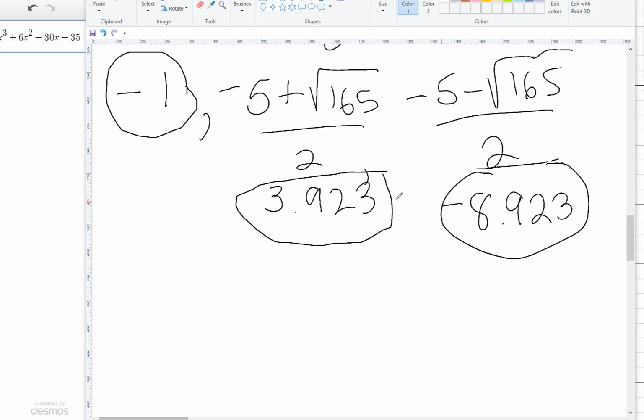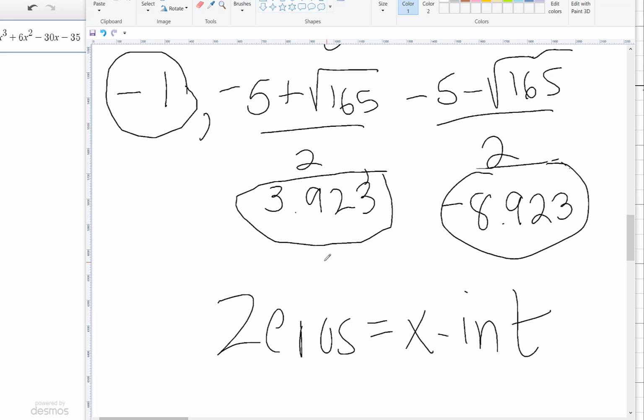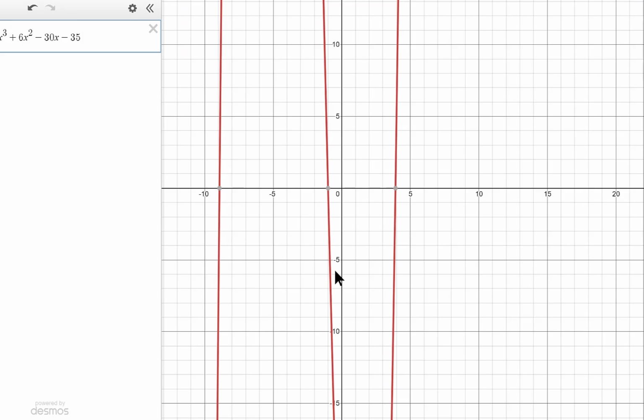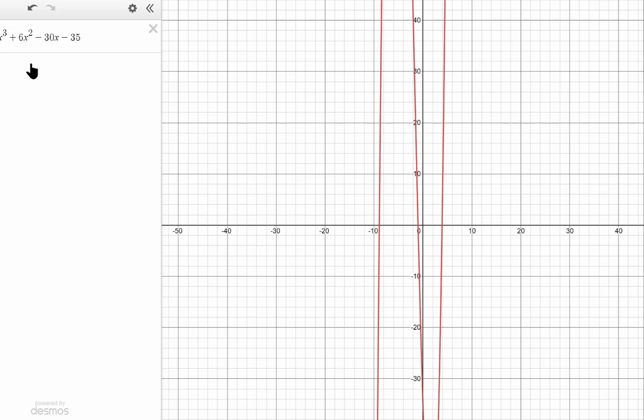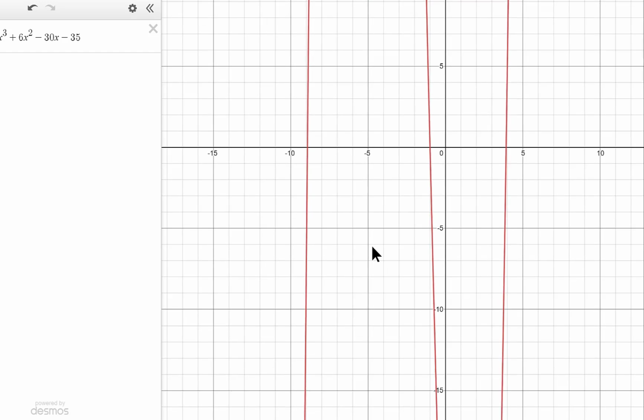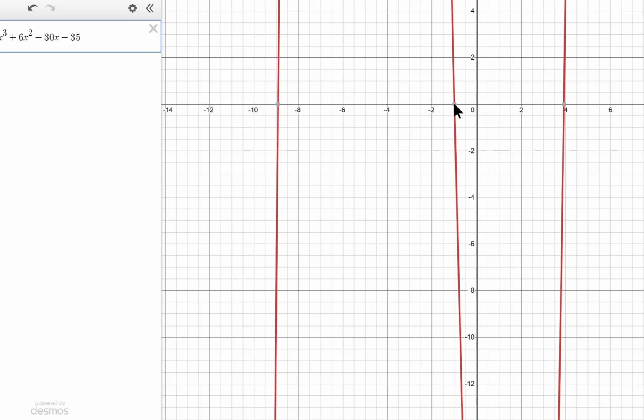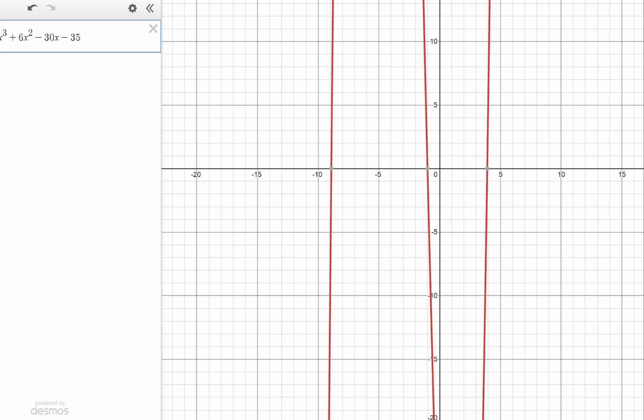Just to show that these are actually zeros, remember zeros equal x-intercepts. So let's look at this in Desmos. Here I have graphed it. I've typed it in, and let's see where these zeros are. This one's exactly at 1. This one is at 3.923, and this one is at negative 8.923. So even though these are irrational numbers, when you find their decimals, you can see where they are located on your graph.